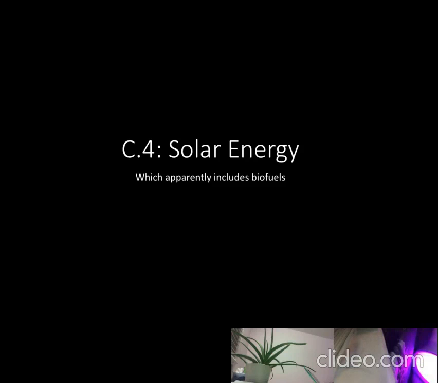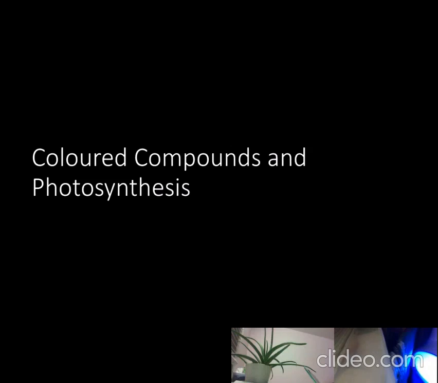C.4, solar energy, which apparently includes biofuels. That's a great subtitle, don't you think? I just never got around to changing it. Anyway, part one is colored compounds and photosynthesis.